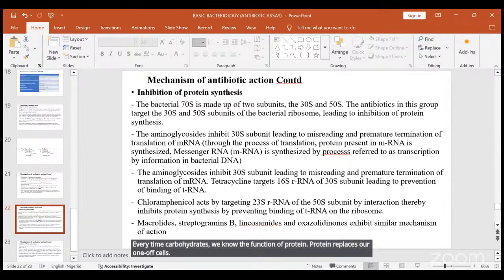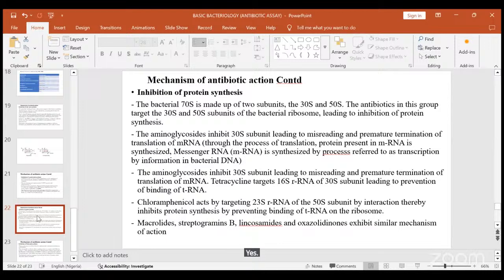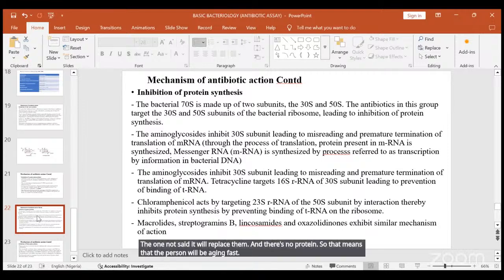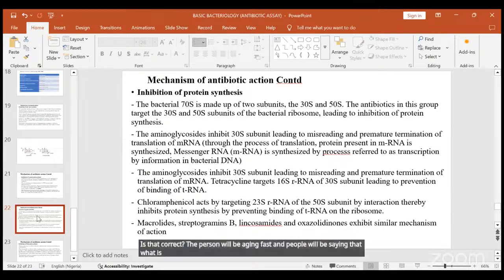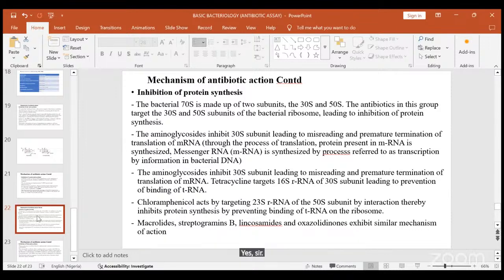That is the function of protein for us. It regenerates our cells. The worn-out cells, it will replace them. And if there is no protein, that means the person will be aging fast. Is that correct? Yes, sir. The person will be aging fast, and people will be saying, what is wrong with this person, he is aging more than his real age. And if care is not taken, the person is going little by little.